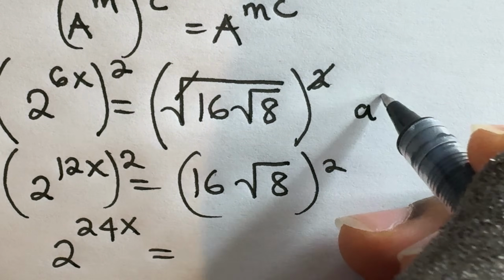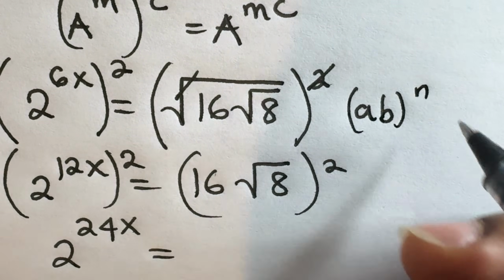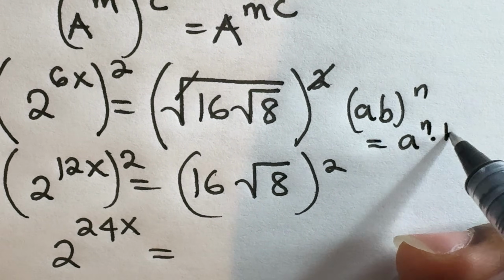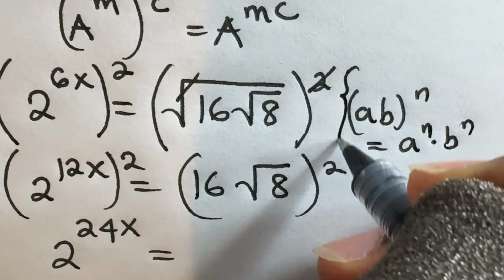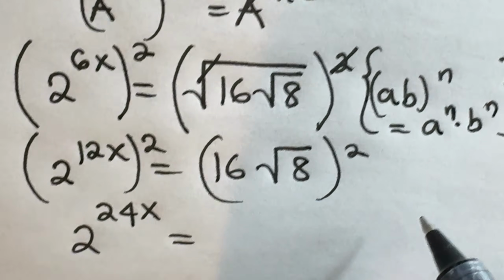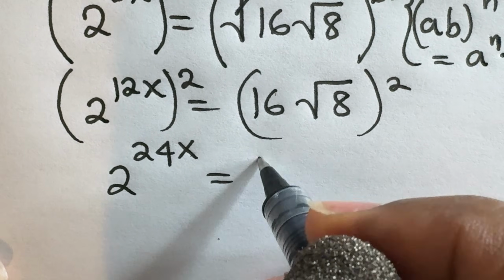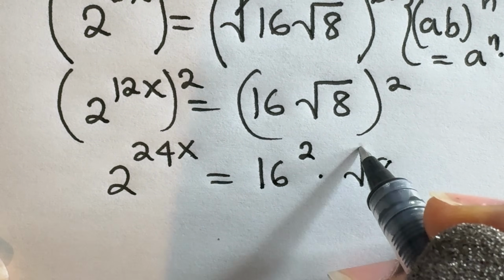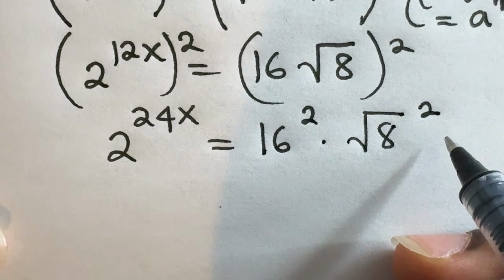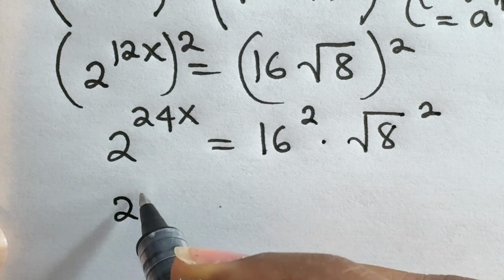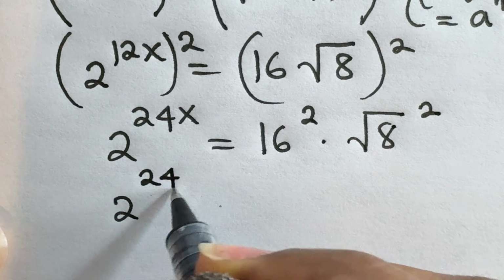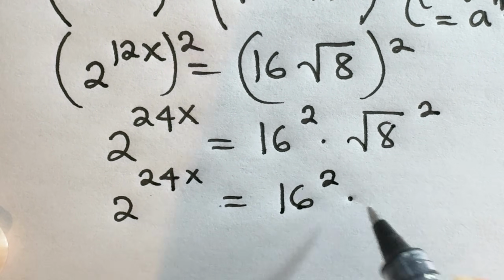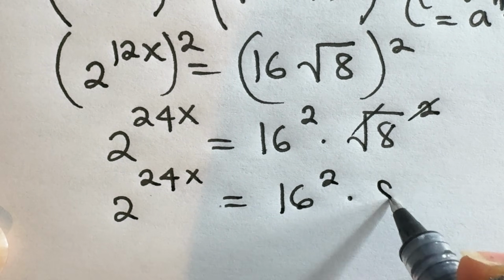given a times b raised to power n, we can open up this bracket as a raised to power n times b raised to power n. Therefore, this becomes 16 raised to power 2 times the square root of 8 raised to power 2. We get 2 raised to power 24x is equal to 16 raised to power 2 times this cancels this, then we have 8 here.